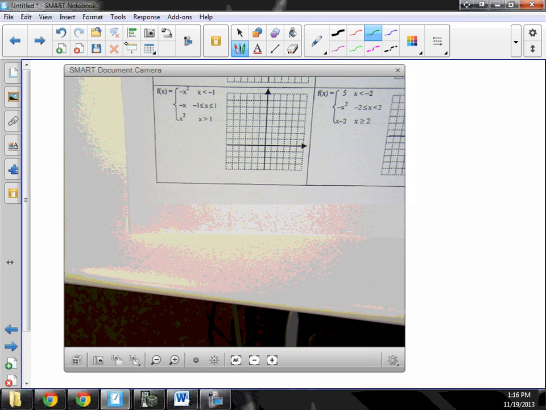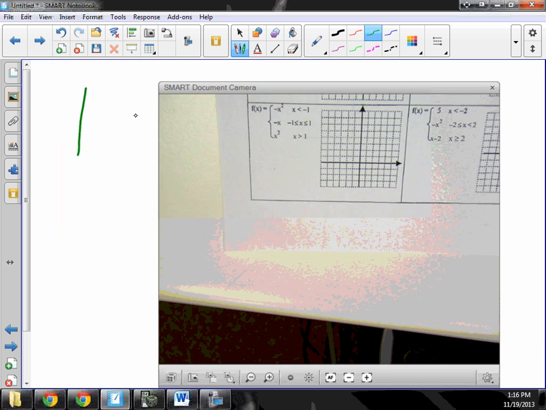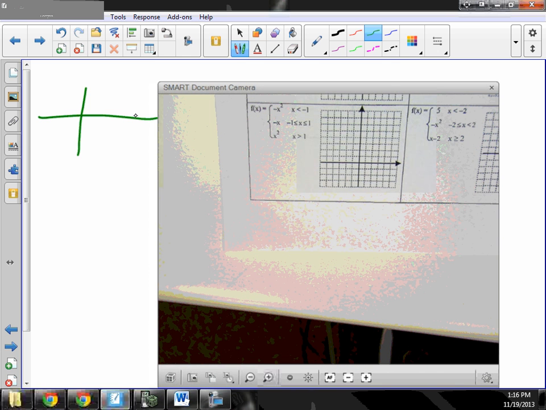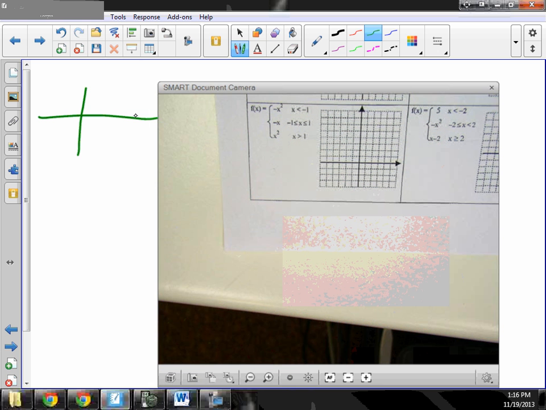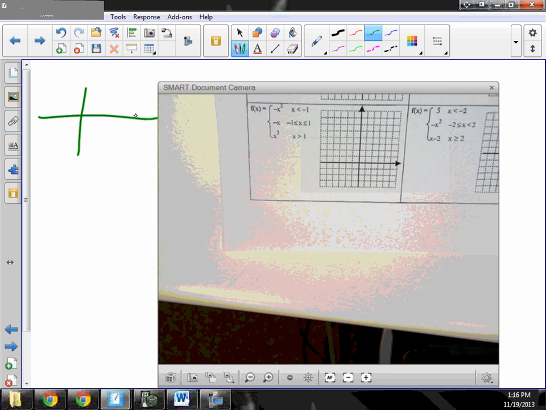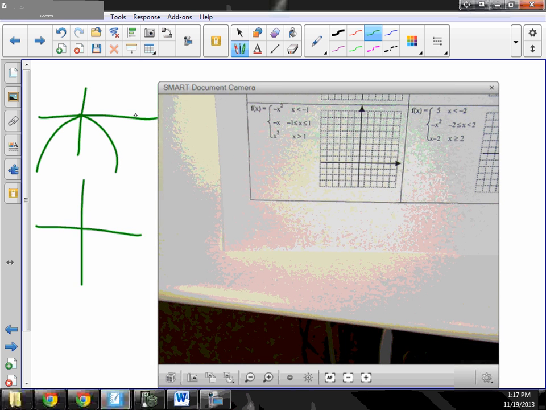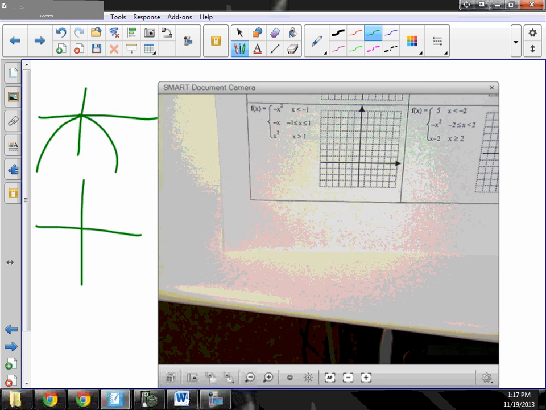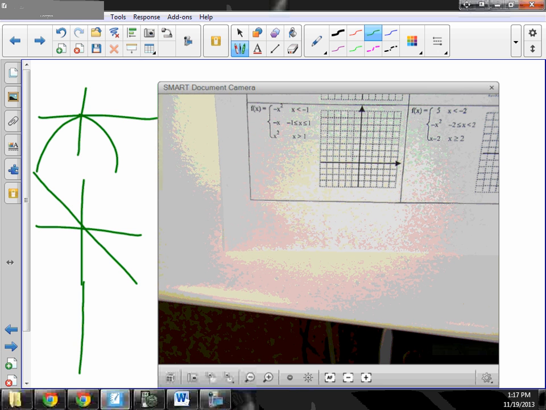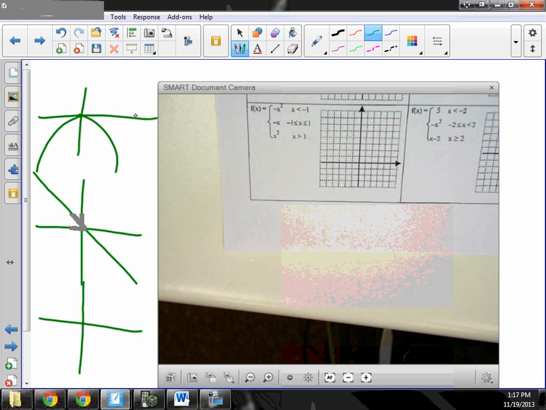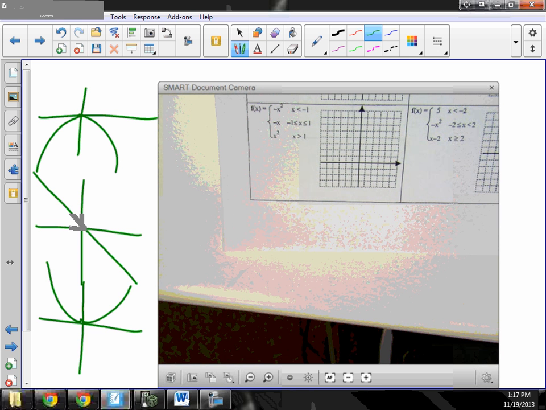So what does negative x squared look like? It's x squared only upside down. So it looks like this. So that's the first graph. What does negative x look like? It's a negative slope at 45 degrees. Looks like this. And then the last graph is a positive x squared. So it looks like that. Again, you can graph those on your calculator to find them.